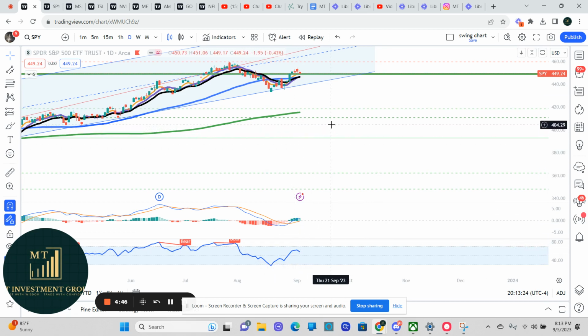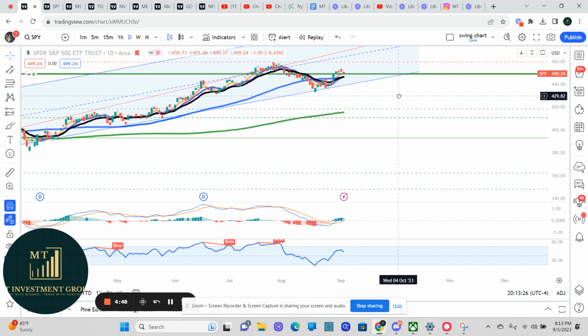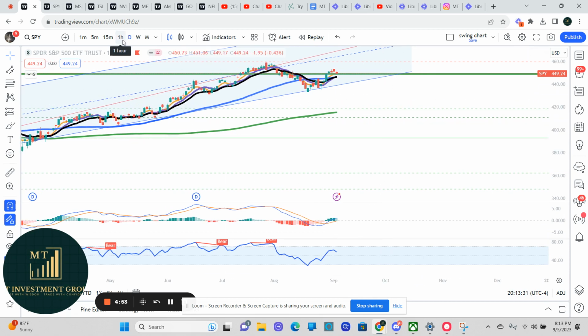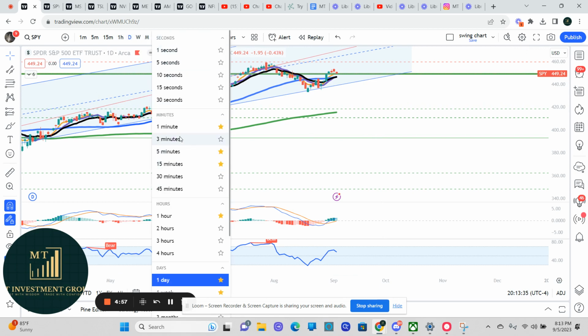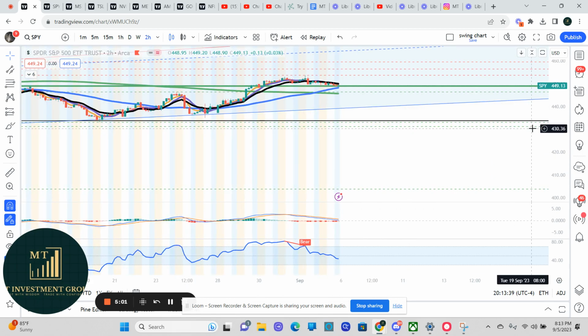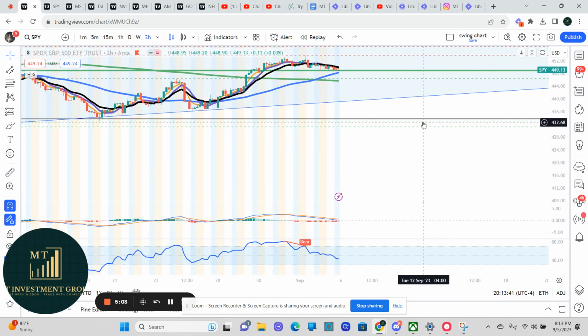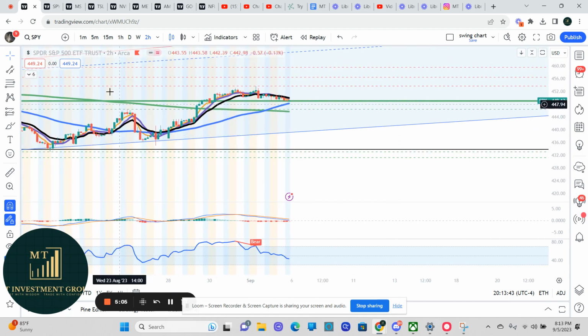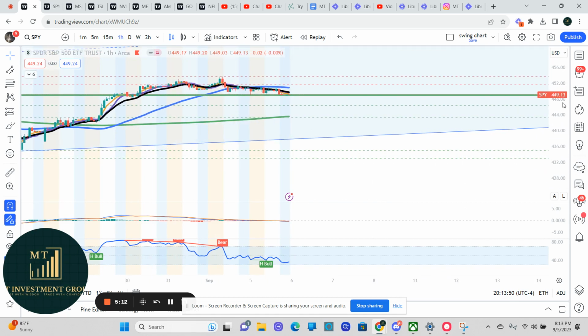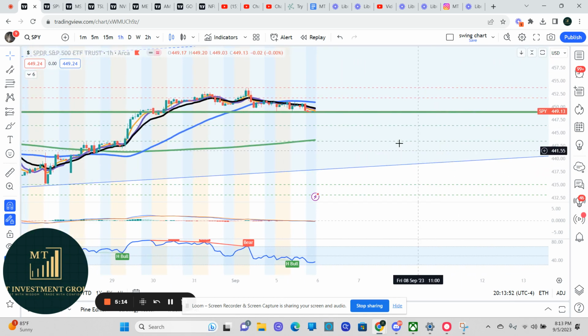The RSI, nothing really to write home about. So now I'm looking for more direction, right? So now what I'll do is I'll probably go to like the 2 hour chart. And again, here we go. The 2 hour chart looks bearish. Then I'll jump over to the one. We're kind of in the middle of support and resistance here.